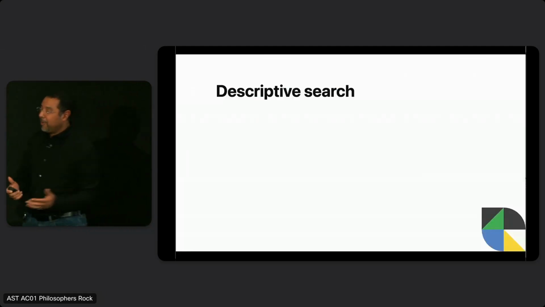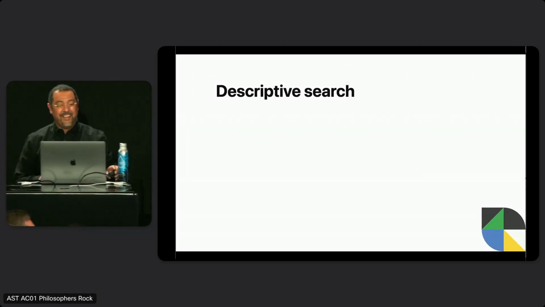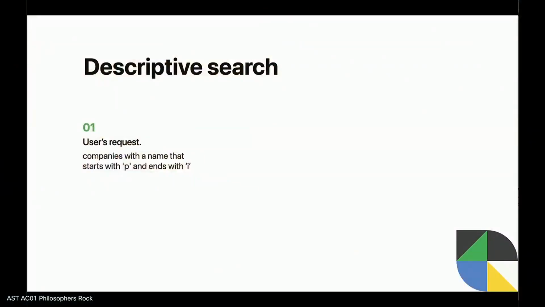All right, so how does that work? Thank you. So how does it work? The same way we would work normally, right? The user writes a request. In this case, let's say, for example, companies with a name that starts with P and ends with I. I can see people already thinking, yeah, I know how to write that. That's a P asterisk I, right? That's exactly what I'm asking the model to do.